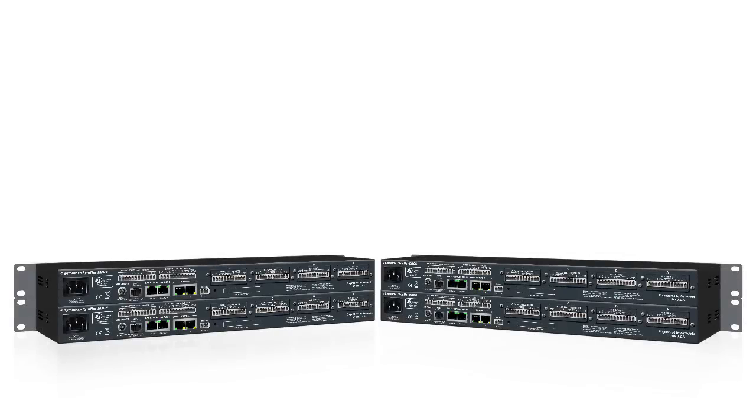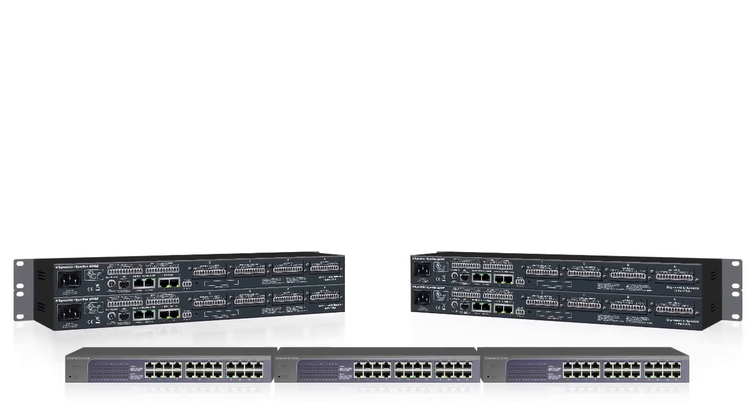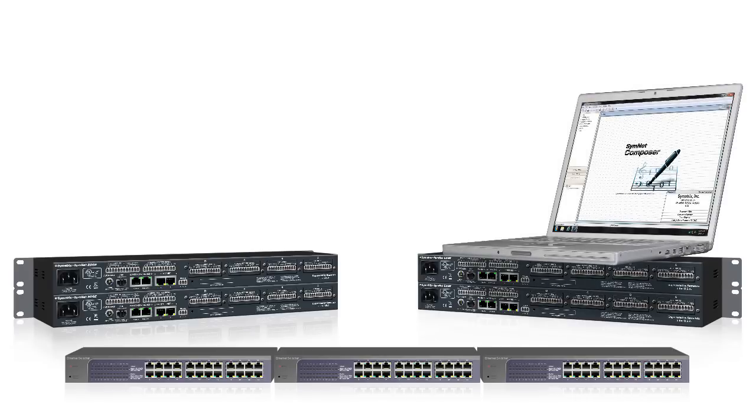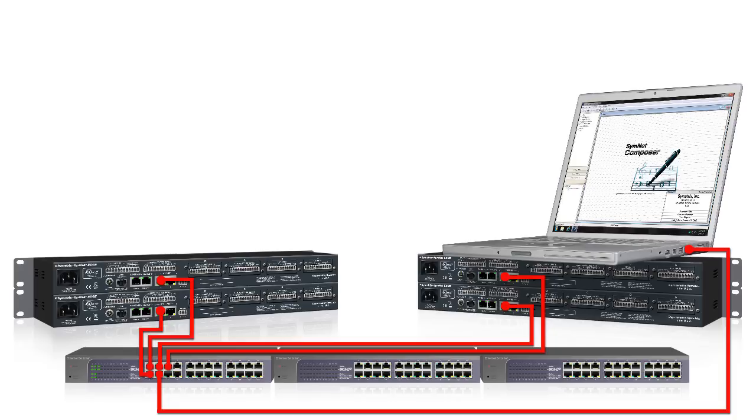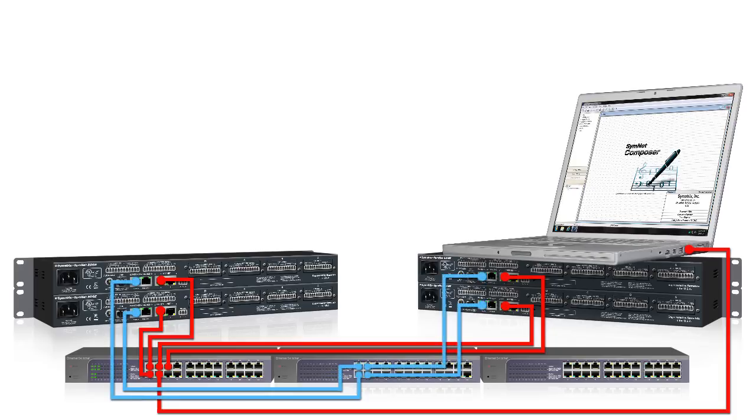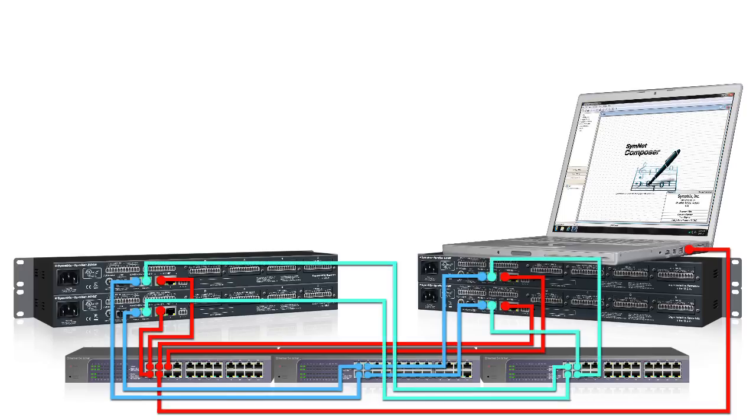For redundancy in systems using more than 2 units, additional networking hardware is required. Connect your PC and the Ethernet ports on all edge units to Ethernet switch 1. Connect the Dante primary ports on all edge units to gigabit switch 2. Connect the Dante secondary ports on all edge units to gigabit switch 3.